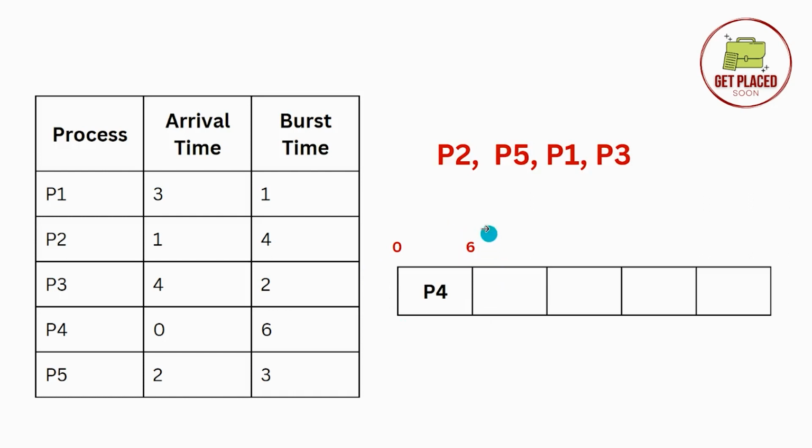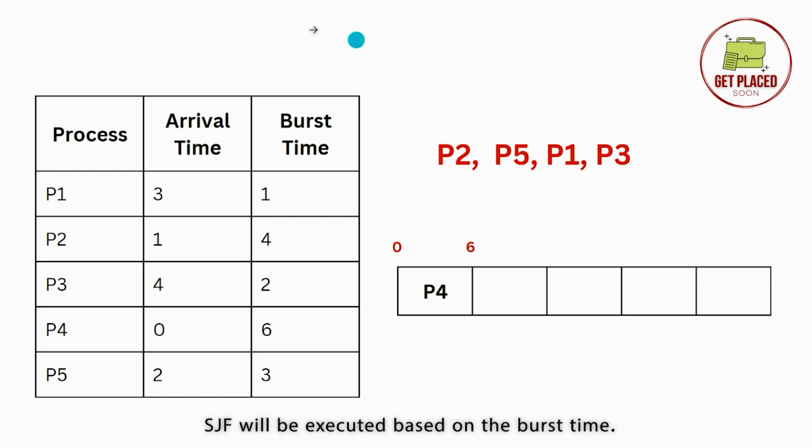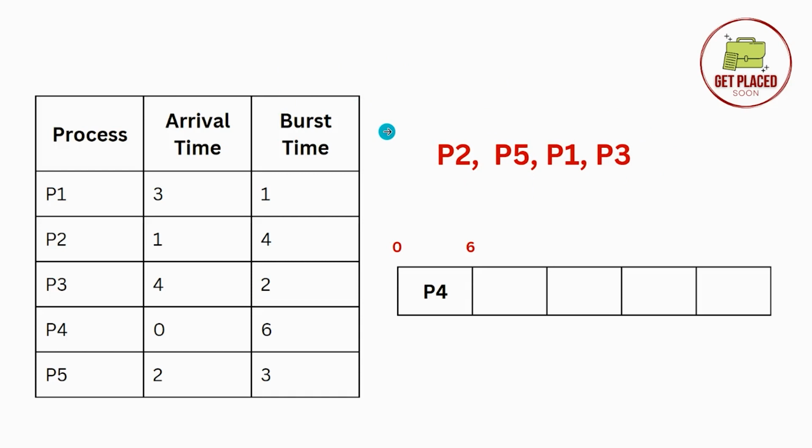Now by time 6, all the other processes have arrived, in the order P2, P5, P1 and P3. As we already discussed in the previous video, all these processes arrive in this order in the ready queue, but shortest job first will be executed based on the burst time. Now that we have all the processes ready in the ready queue, we can consider whichever process has the least burst time.